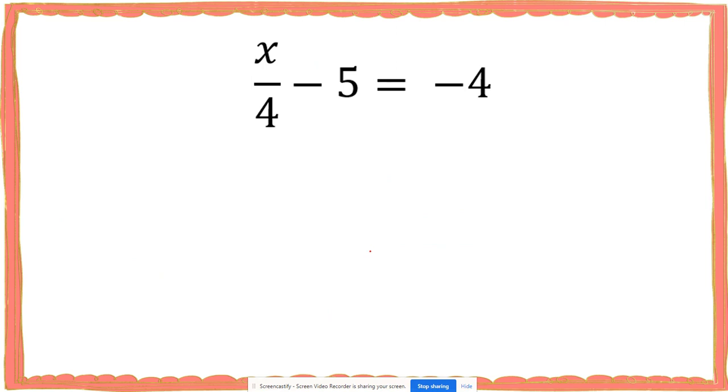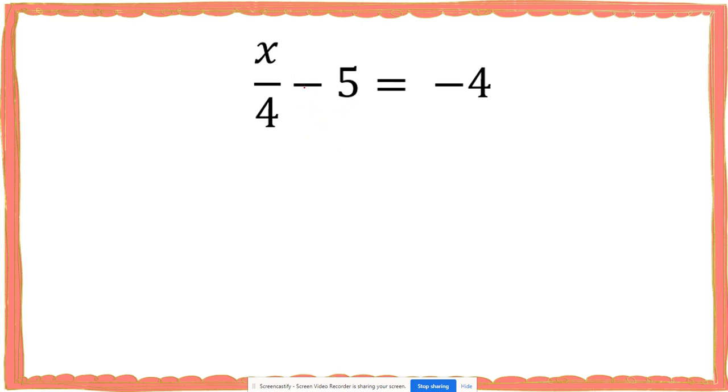Now let's look at this problem. It says x over 4 minus 5 equals negative 4. I notice that x is on the left side of my equation with both a 4 and a 5. So I need to get rid of these. Well, x is being divided by 4, which I can tell because it's in a fraction, and then I'm subtracting 5. So since I'm using the order of operations in reverse, I'm going to actually address my subtraction first.